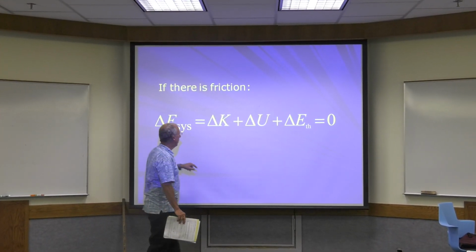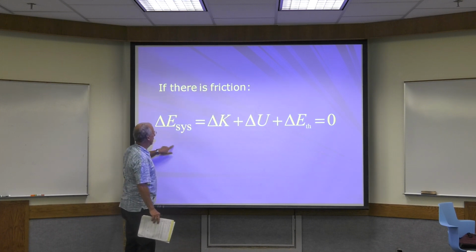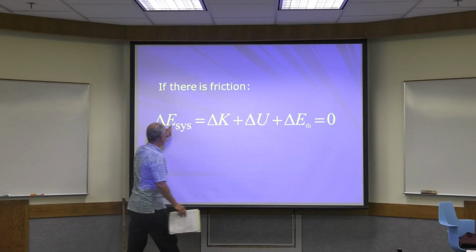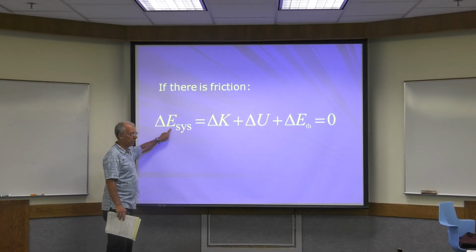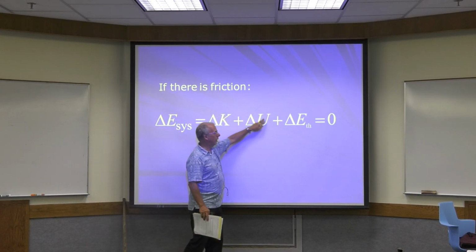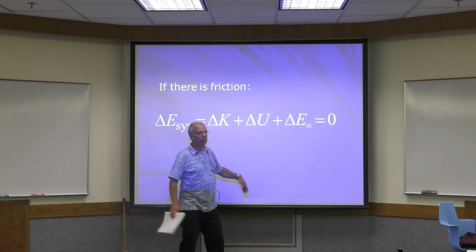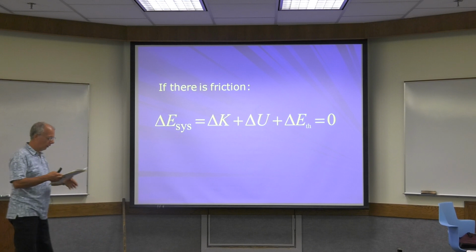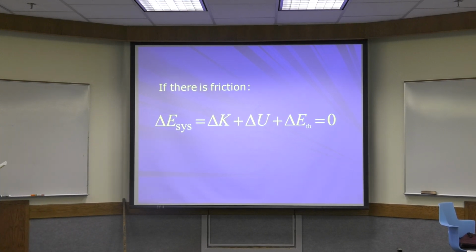Let me repeat it. The change of the energy of the system is 0. So the energy of the system is constant, it's conserved. But the mechanical energy is no longer conserved because now we have friction, or drag, which leads to thermal energy.